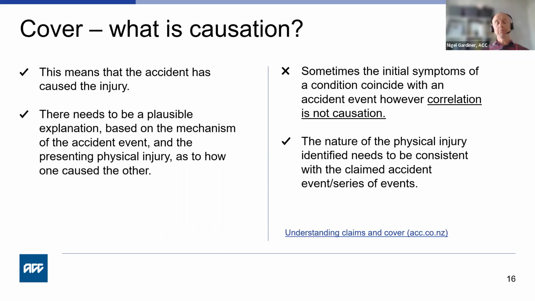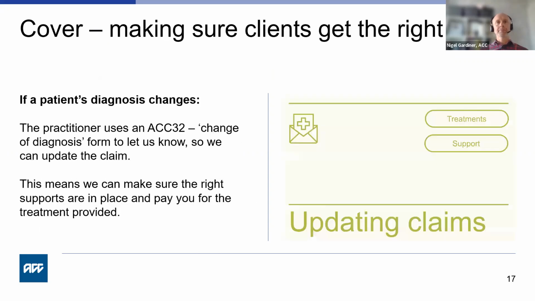Sometimes there might be, like I mentioned earlier, a claimed accident that is a series of events over a defined period of time. If that's the case, then the physical injury needs to make sense with that series of events. It needs to be consistent with that. So a question would be: would wrist pain that's first noticed after 3 days learning to kite surf be a sprain, or would it be tenosynovitis? Those are the sort of questions that can come up. So we need to make sure that we're covering the right thing.